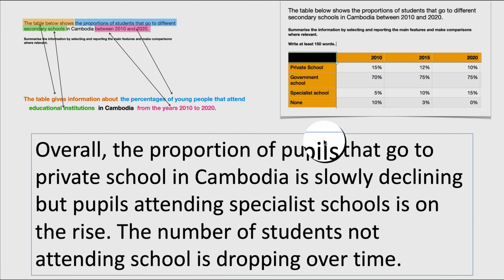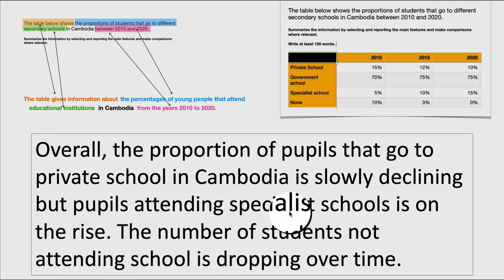The table gives information about the percentages of young people that attend educational institutions in Cambodia from the years 2010 to 2020. Overall, the proportion of pupils that go to private school in Cambodia is slowly declining. As we can see, 15, 12, and 10. We're not going to write these numbers in now, but we will in the body paragraph.